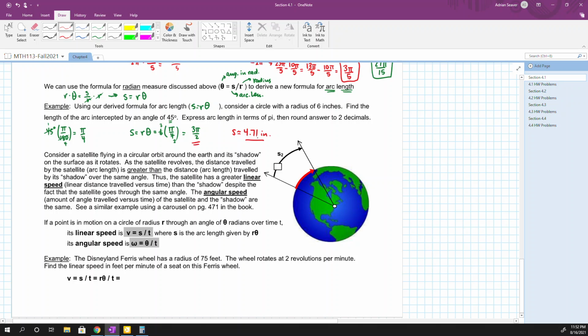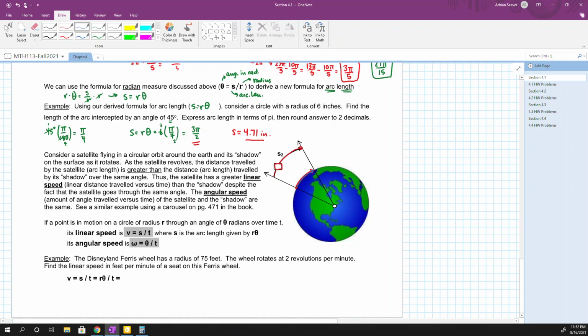And so we can use this formula. So really, the last thing that we discuss here talks about a satellite flying in circular orbit, elliptical orbit really, I guess, around the Earth, and its shadow on the surface as it rotates. So I have this satellite here, right? And it's flying around up here. So in space, I'm flying, you can look at S2 here. That's my arc length of that one. And then you can look down at its shadow on the Earth.